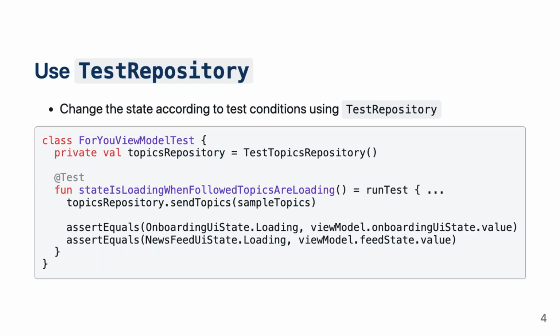We use test repositories for testing view models. A test repository is a fake that provides functions specifically for testing. As an example, we use a sendTopic function to create a state where the repository holds a specific topic data class for testing.